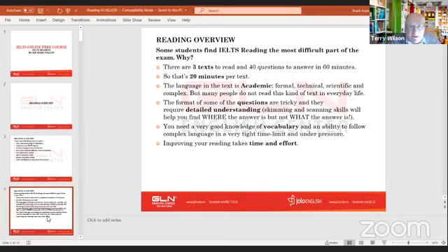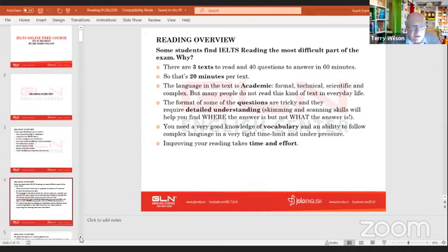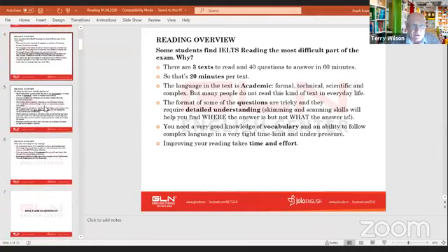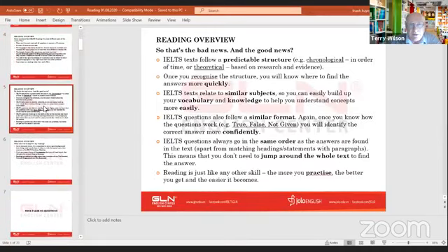Finally, improving your reading takes time and effort. I've met very few students who are natural IELTS readers. Most students have to practice a lot. So that's the bad news. Let's look at the good news.